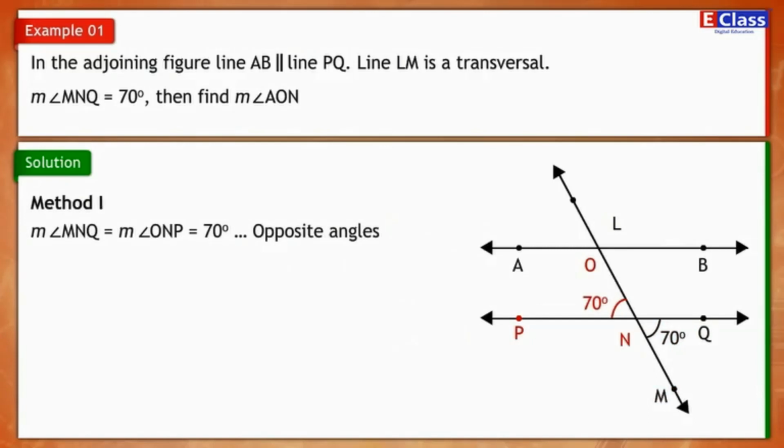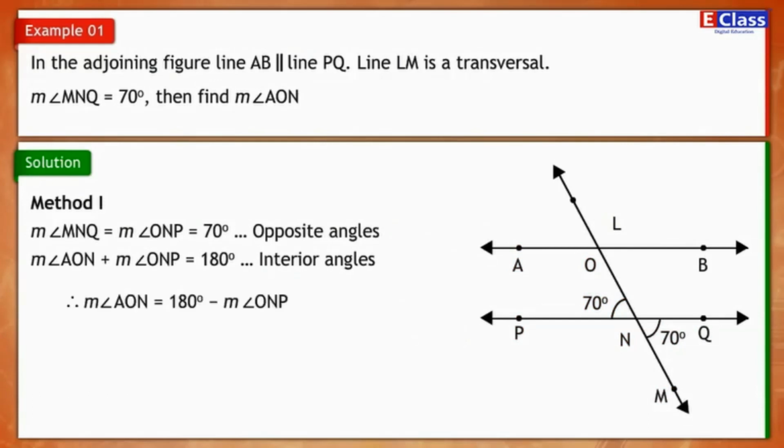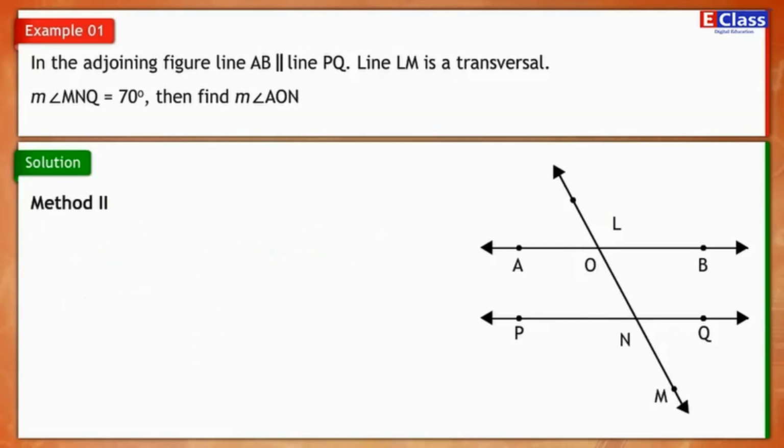they are opposite angles. Measure of angle AON plus measure of angle ONP is equal to 180 degrees as they are interior angles. Therefore, measure of angle AON is equal to 180 degrees minus measure of angle ONP is equal to 180 degrees minus 70 degrees is equal to 110 degrees. Now, let us see another method to solve the problem.